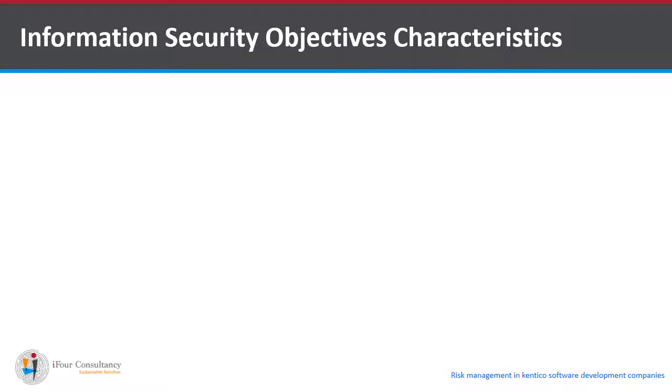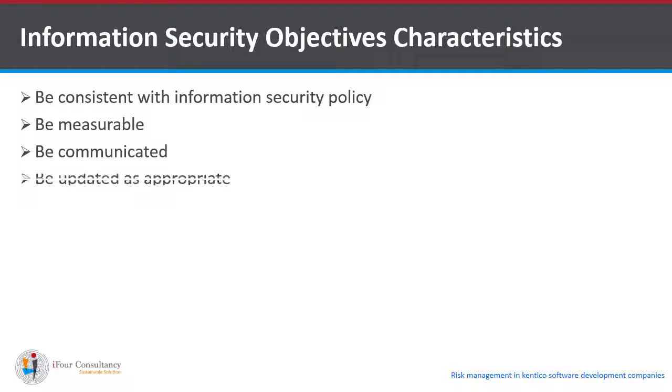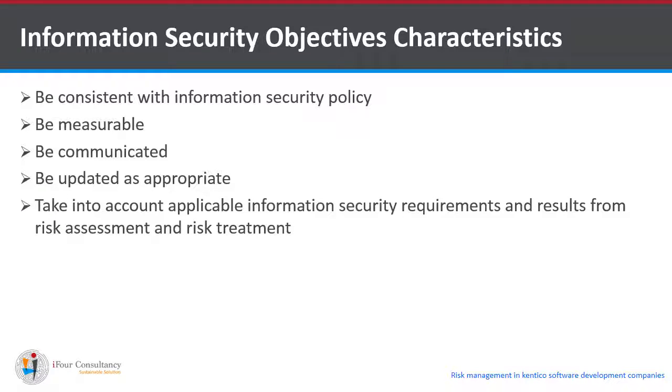So what are the characteristics of these information security objectives? Be consistent with the information security policy. Be measurable if applicable. Be communicated. Be updated as appropriate. Take into account applicable information security requirements and results from the risk assessment and risk treatment process.